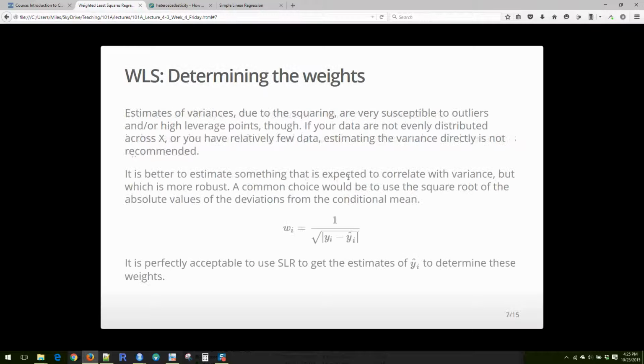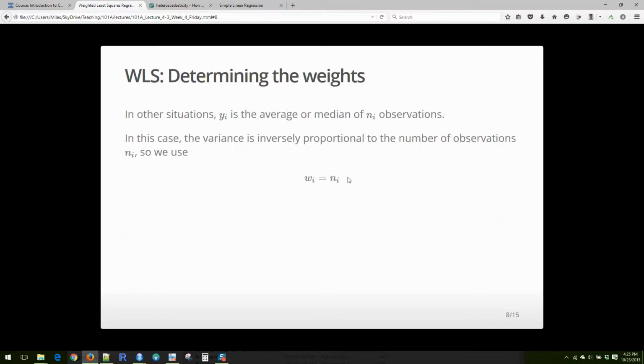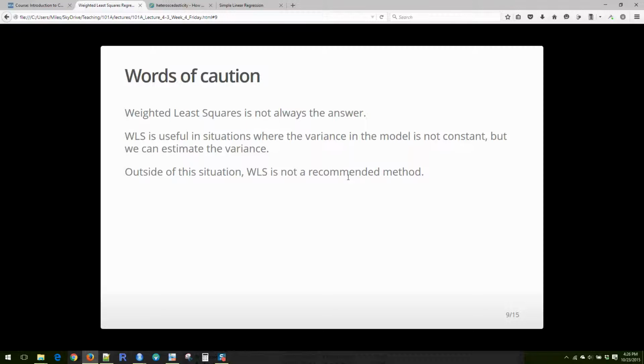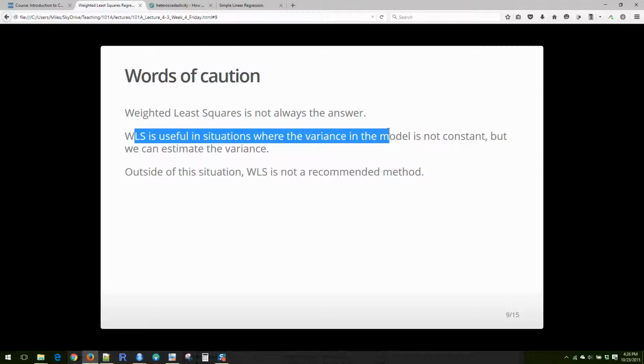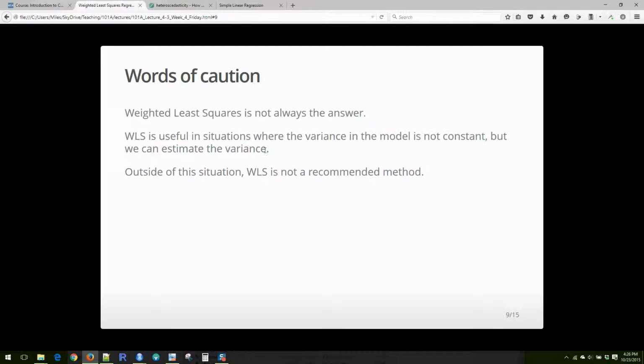So these are probably the three safest ways to determine weights. The word of caution is weighted least squares is not always the answer. This seems to be the caution for everything, that this thing may not solve all of your problems. It's useful in situations where the variance in the model is not constant, but we have some way to estimate the variance, or some way to get an idea of the variance in the model. And outside of these situations, probably weighted least squares is not the way to go.